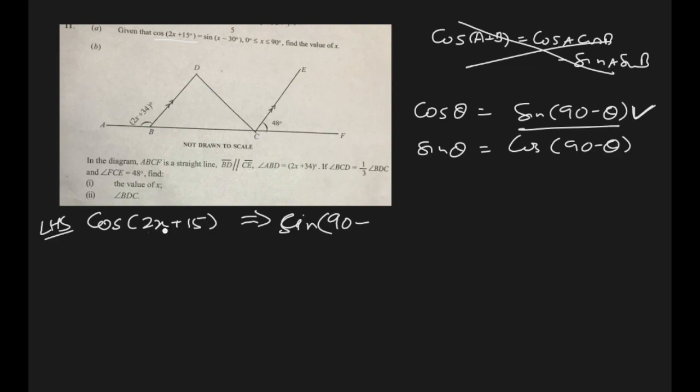What is needed? We know that cos theta is sin(90 - theta), or sin theta is cos(90 - theta). We can use any one of these two to convert sine into cos or cos into sine. Let me convert cos into sine. Let me use this one on the left side here. So cos(2x + 15) I can write as sin(90 minus whatever is the angle, 2x + 15).